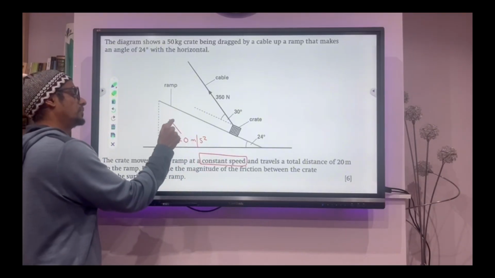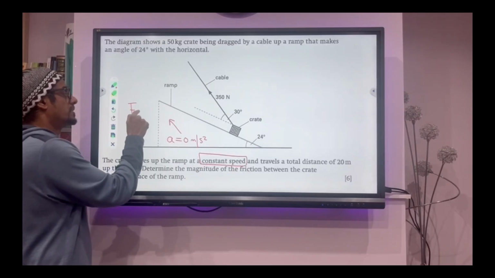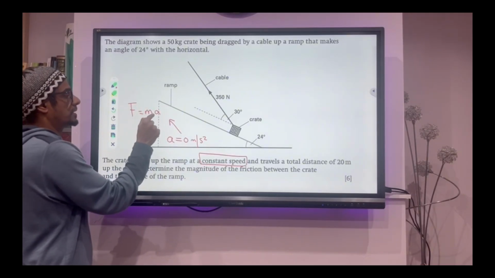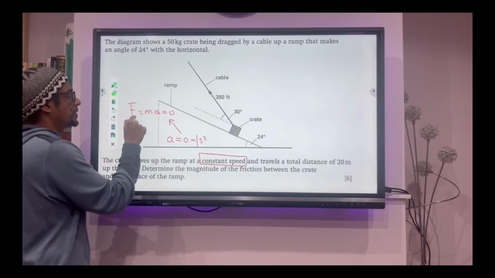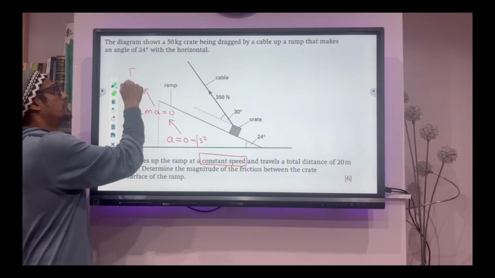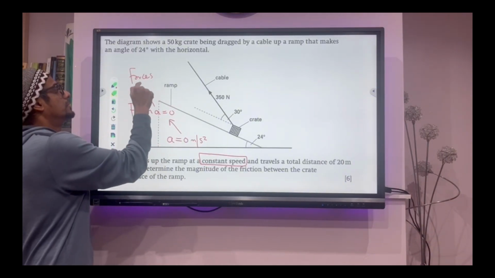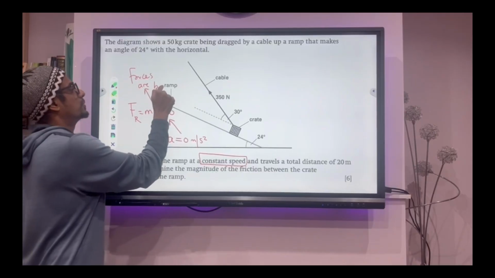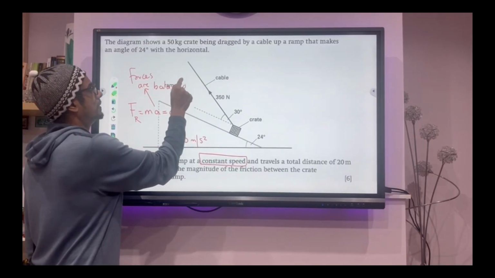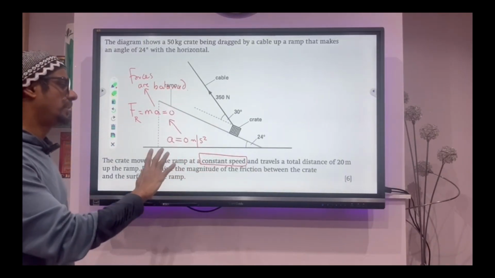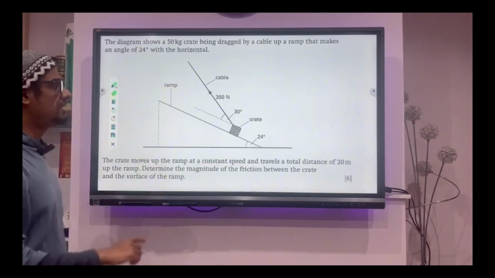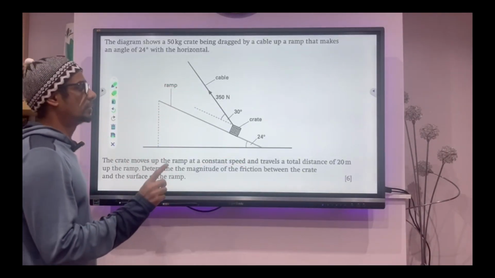That then implies that the resultant force on this object is 0, from Newton's second law. Okay, the forces are balanced, and we're going to use this principle to do this question. I think when you look at the mark scheme, they've gone through the energy route. You could do that, but the easy method is to identify all the forces.